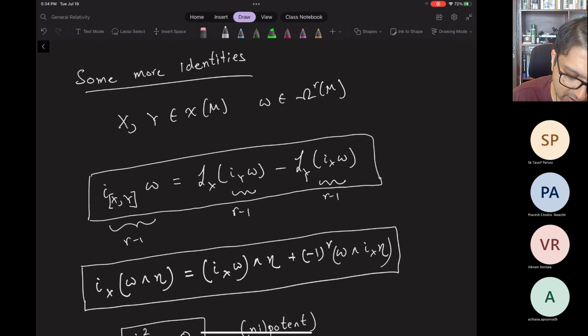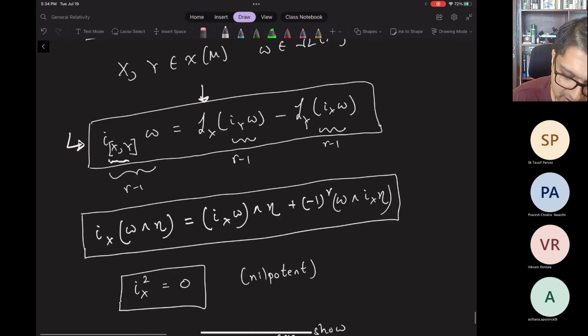These are also given in Nakahara. The interior product of the Lie bracket of X, Y acting on omega is the Lie derivative of X acting on i_Y omega minus the Lie derivative of Y acting on i_X omega. I think there's a typo in Nakahara where, instead of the Lie derivative of X, they just have X acting on i_Y omega, but that doesn't make any sense.